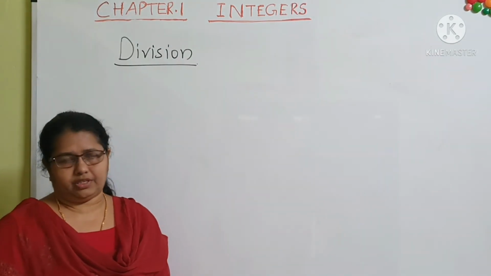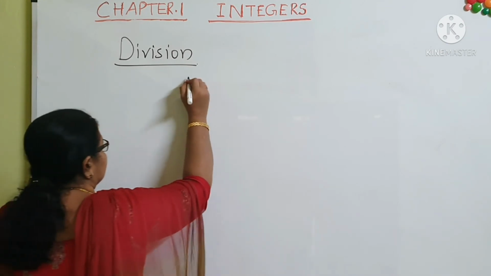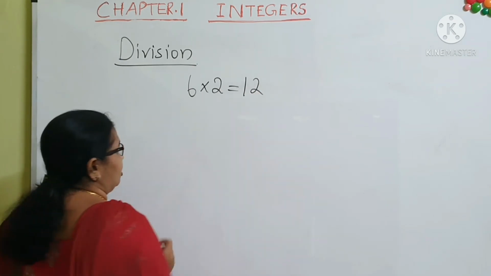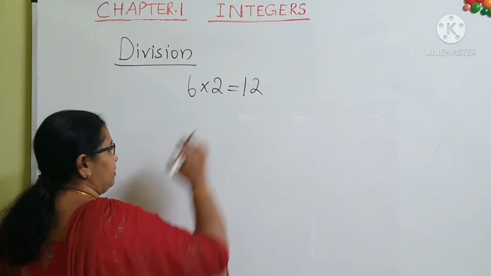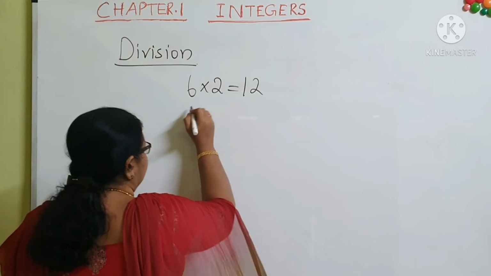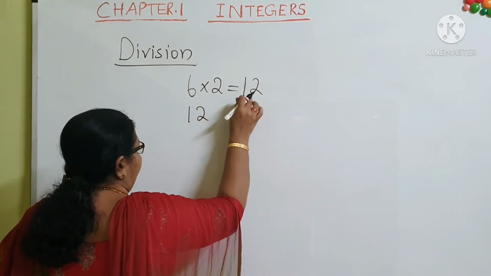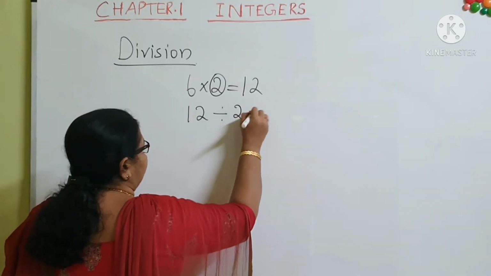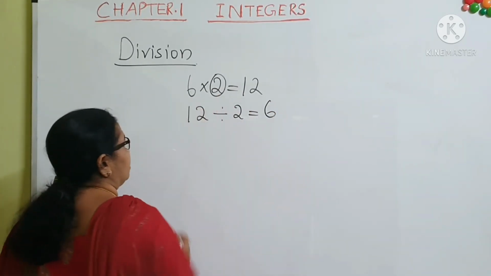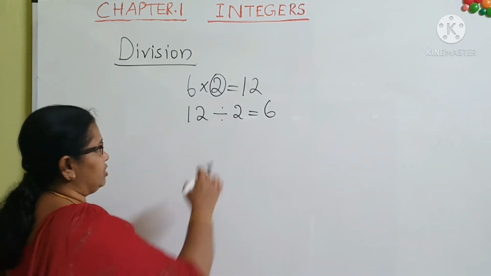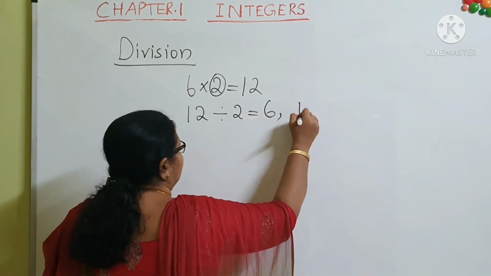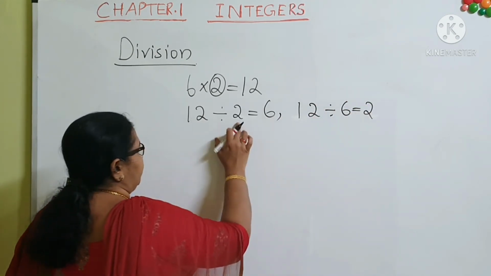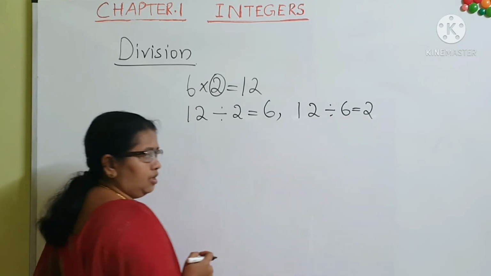Next, division. We know 6 2s are 12. Positive into positive is positive. Then 12, the product is 12. When we divide the product 12 by one of these numbers, 2, then we get the other one, 6. 12 divided by 2 is 6. Like that, 12 divided by 6 is 2.